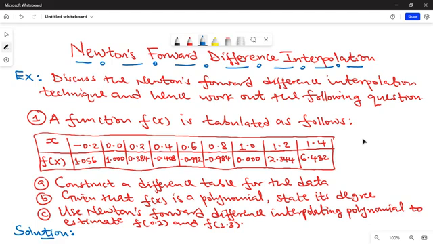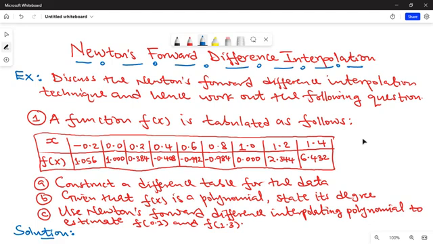Now we have this question. We are asked to discuss the Newton's forward difference interpolation technique and hence work out the following question. Our question is that a function f of x is tabulated as follows. You can see the table of x and f of x values.